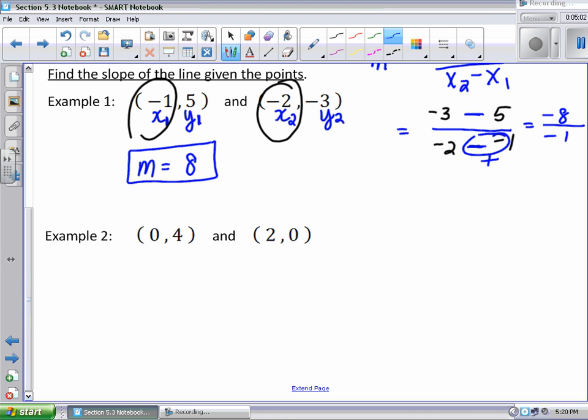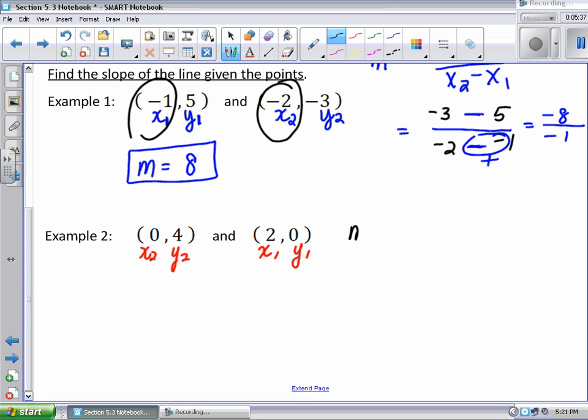Again, I'm going to start by labeling my points x1, y1, x2, y2. A question I frequently get in class is, does it matter if I call this one x2, y2 and this x1, y1? And the answer is it doesn't matter as long as you're consistent that each point is labeled as either point number 1 or point number 2. It doesn't matter which is which as long as the x and the y coordinates are in the same order.